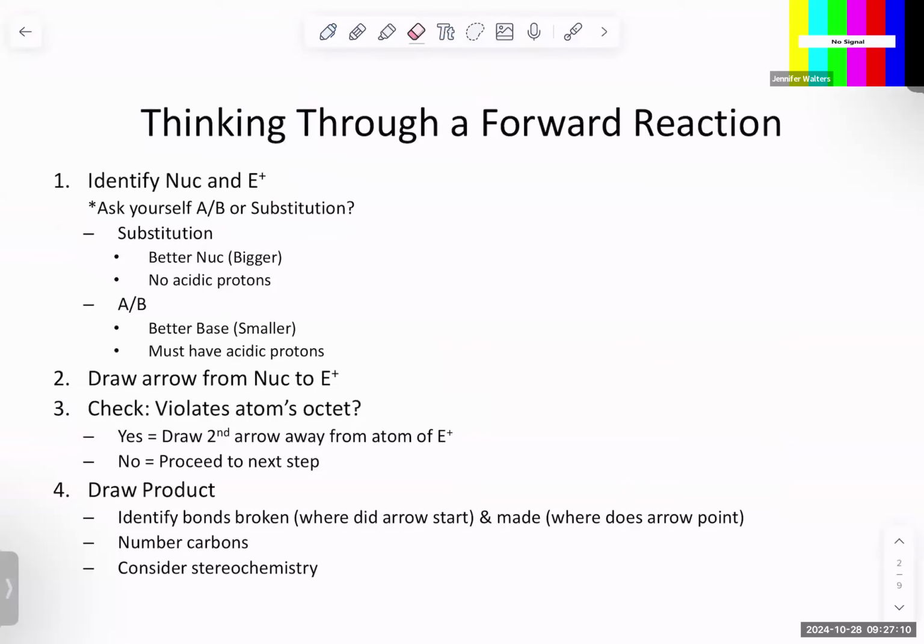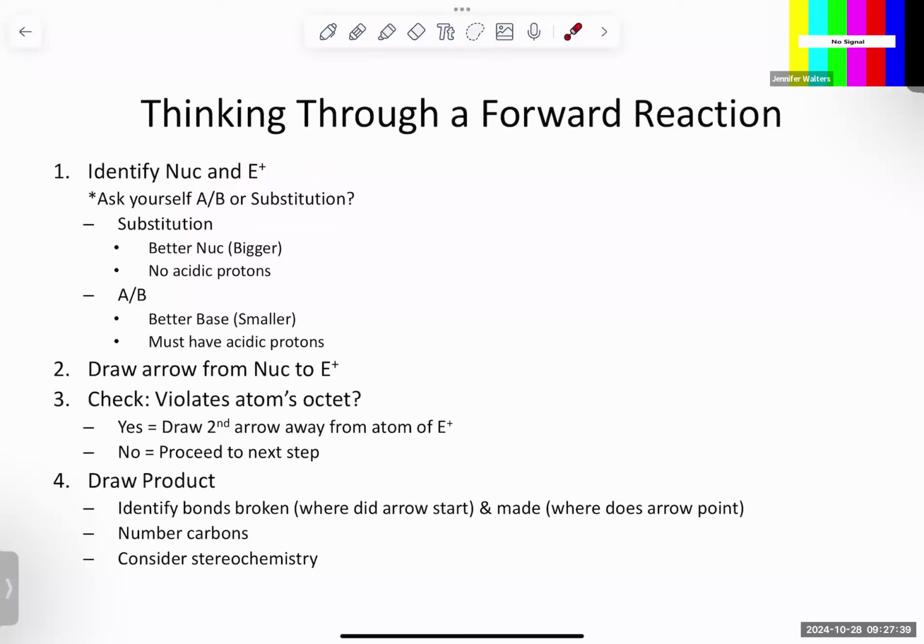So we've already seen this, but when you're thinking through the forward reaction, you want to identify your nucleophile and your electrophile. Identify what has electrons, what doesn't. Ask yourself, are we going to be doing acid-base, or are we going to be doing substitution? If you're doing true acid-base, meaning you have a strong acid, protonate something. You're going to do that first. Acid-base chemistry is very fast. If you don't have a strong acid, then you're probably doing elimination.